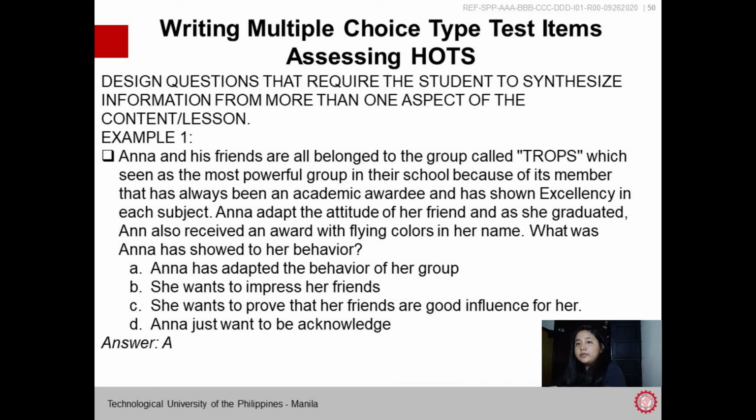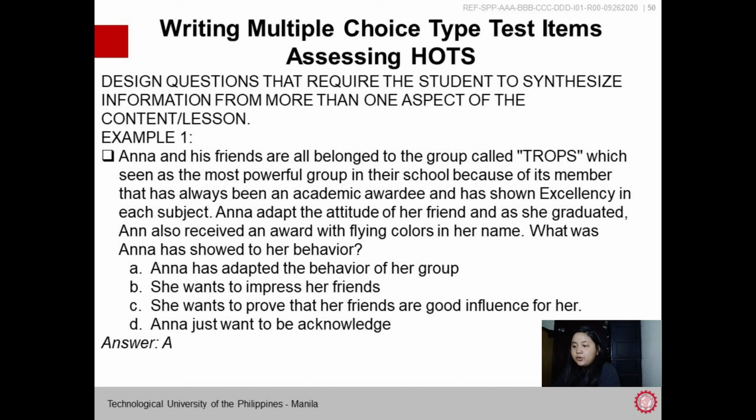So in questions, kailangan yung students hindi lang basta niya makikita yung sagot, but mag-iisip siya or he will use his cognitive thinking skills to answer the questions. In possible example ng dun sa synthesized information is in situational questions. So here is my example.